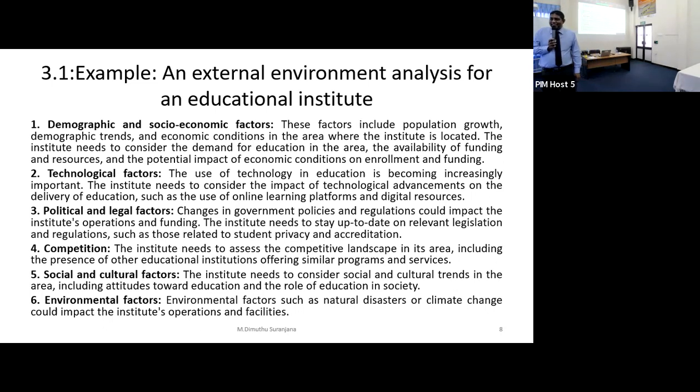Not there, right? So that changes. See these competitions, you have to evaluate the competitors. What are the plus points and minus points? So, social and cultural factors. What are these social and cultural trends?